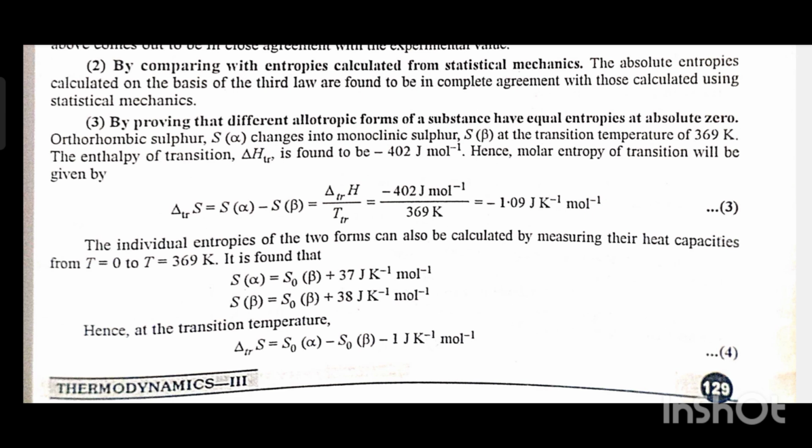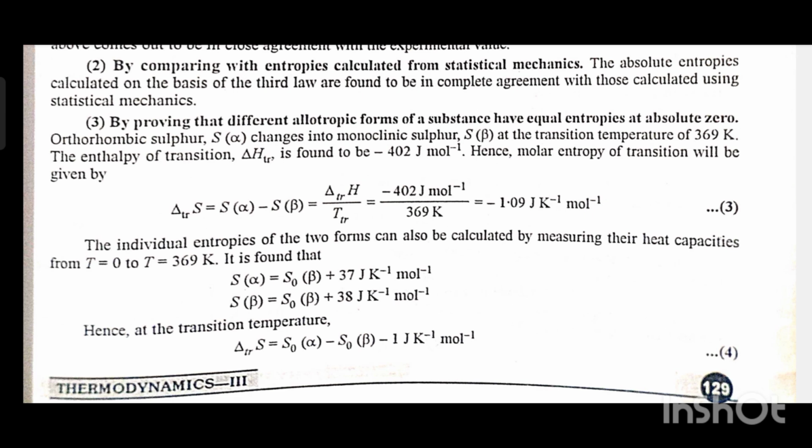Orthorhombic sulfur, S alpha, changes into monoclinic sulfur, S beta, at the transition temperature of 369 Kelvin. The enthalpy of transition, delta H TR, is found to be minus 402 joules per mole. Hence, the molar entropy of transition will be given by delta TR S is equal to S alpha minus S beta is equal to delta TR H upon T TR is equal to minus 402 joule per mole upon 369 Kelvin is equal to minus 1.09 joule per mole per Kelvin.